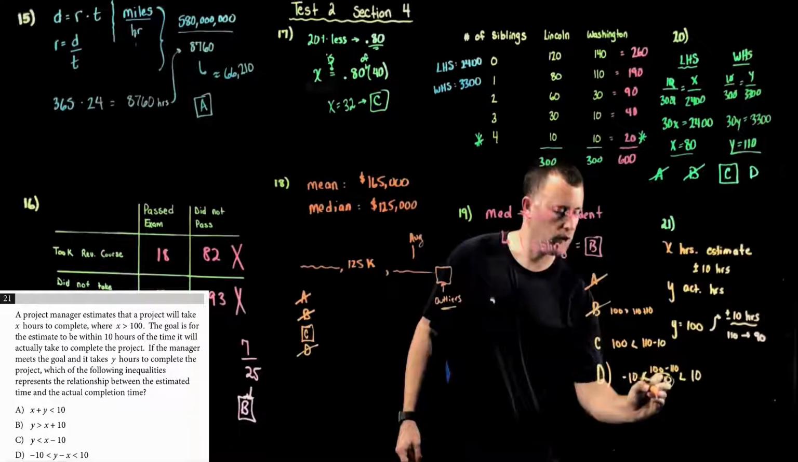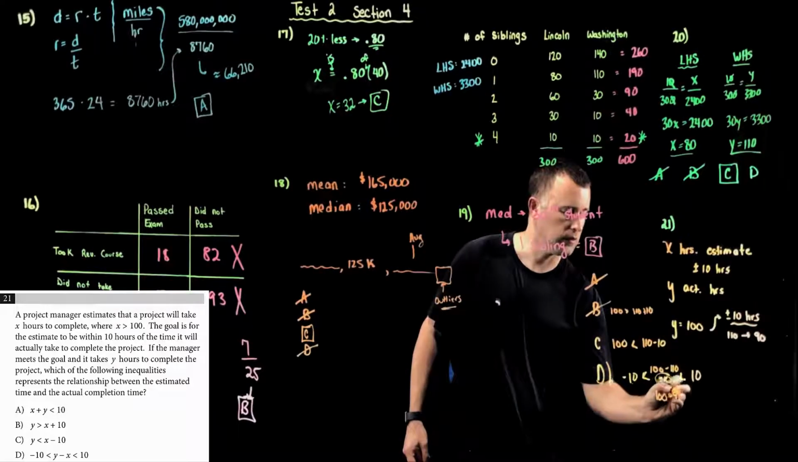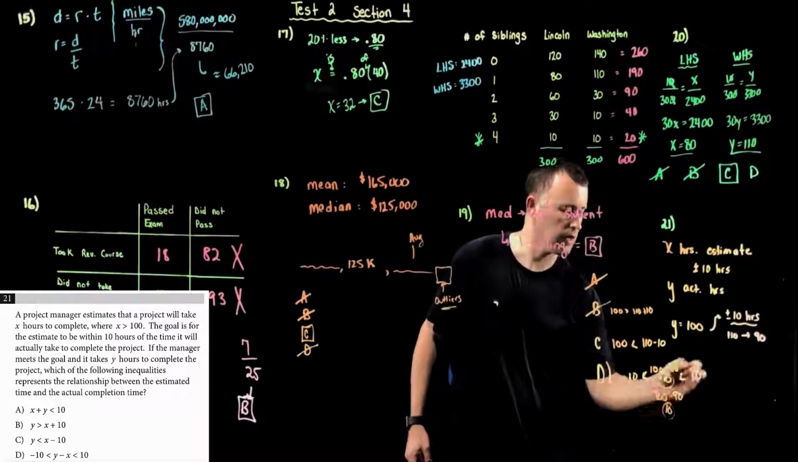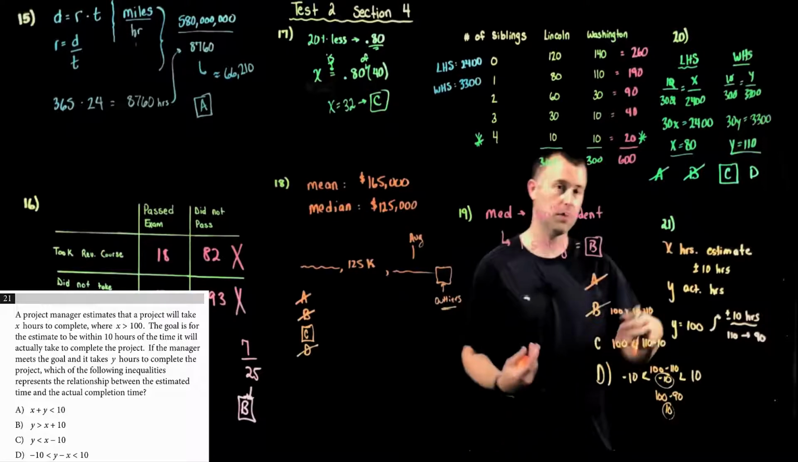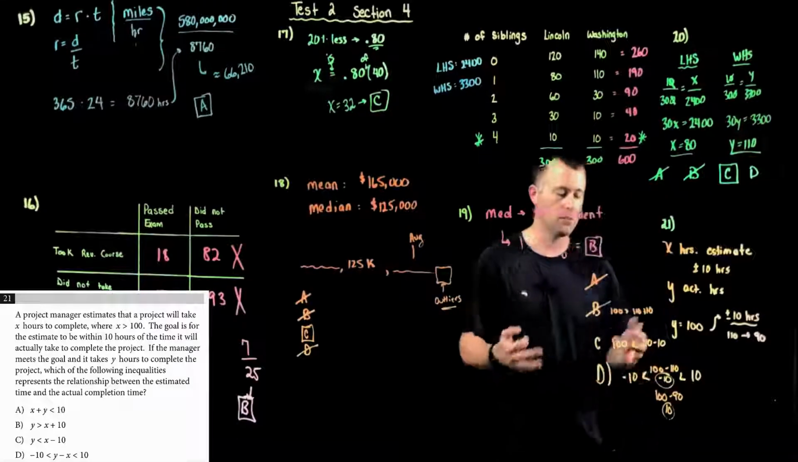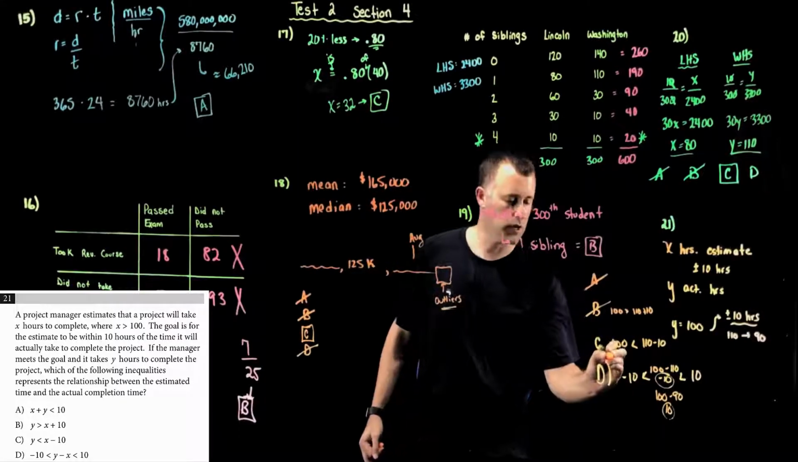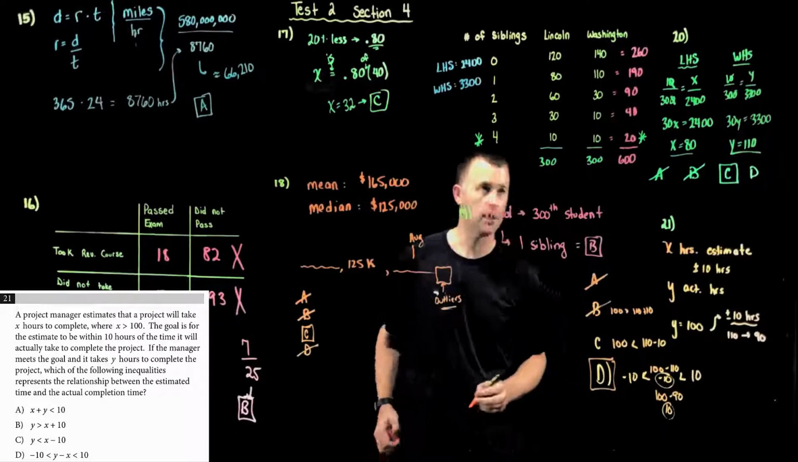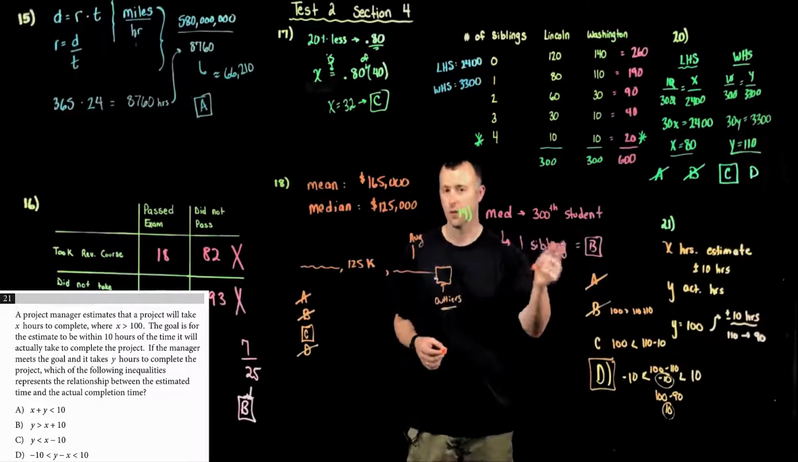Here I can also go 100 minus 90, which is 10. And again, that would fit as well because it has to be within 10 hours. So this one fits both scenarios. So we're going to go with D, and that's going to be your answer for number 21.